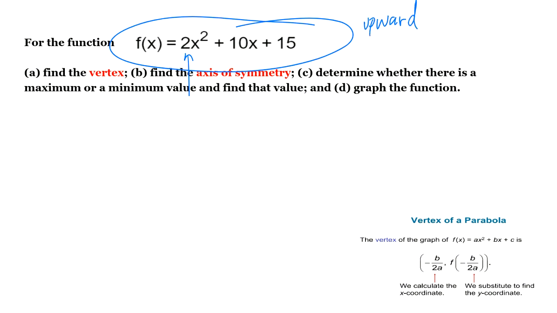If my function was written negative 2x squared plus 10x plus 15, that negative here tells me that it's going to open down. And your vertex could be negative numbers or positive numbers. That doesn't mean anything. It's only if there's a negative written in front of the function.